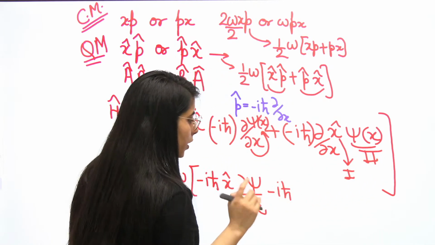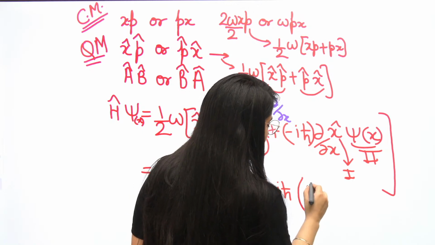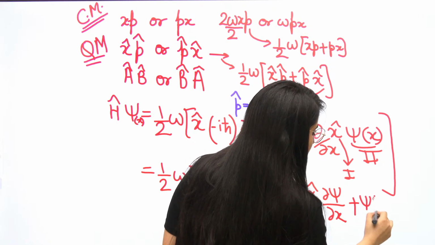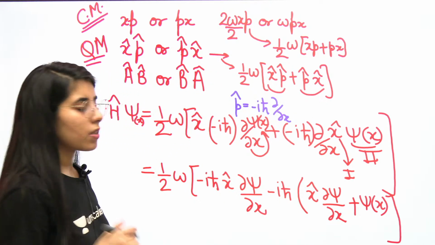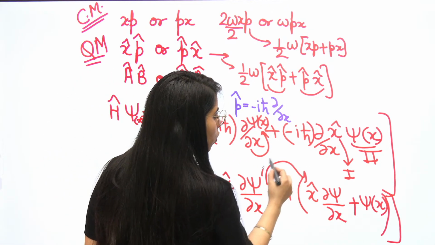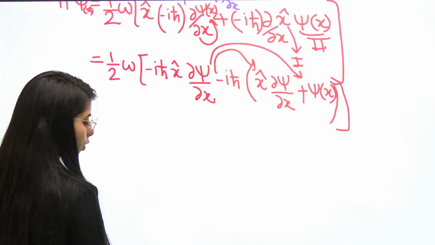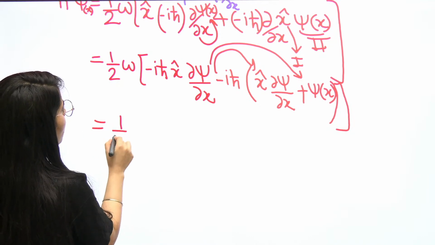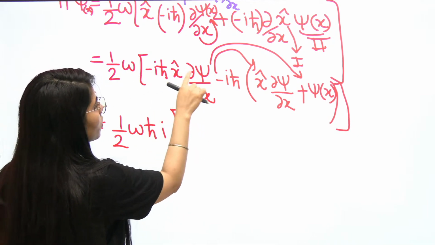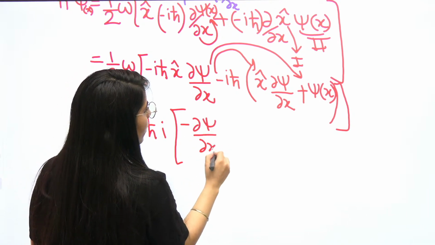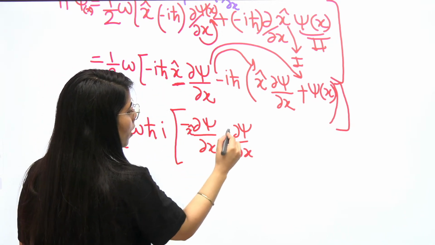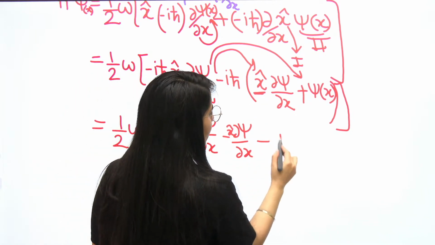Clear? Use the product rule here. You get the first term as it is, which is x, with the second term's differentiation giving delta sine upon delta x, plus the second term as it is and the first term's differentiation giving 1. Clear? You have a minus sign outside the bracket, so multiply it within the bracket or open the bracket. You get half omega, h cut I can take common, iota I can take common. So minus delta sine upon delta x, then minus delta sine upon delta x, and x cap was also there, and then minus sine x.